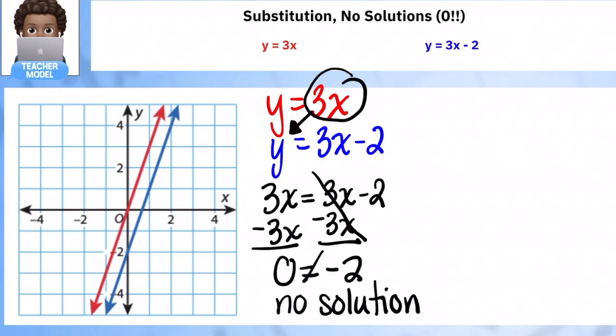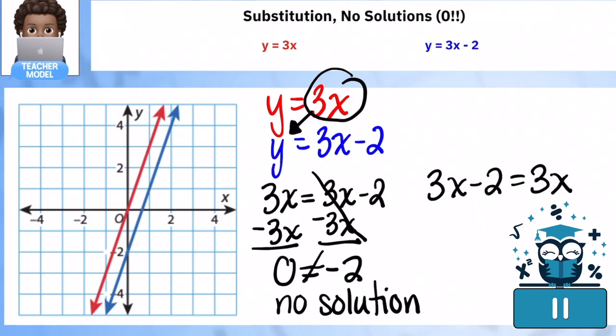What if you had tried the other way? Let's say you wanted to take this and put it into that equation. I would still have the same thing: 3x minus 2 is equal to 3x. I'd have the exact same problem. So it didn't even matter which one was substituted. I end up with the same equation, and if I were to try to evaluate it, I would still get an equation that is not true. So if you find a situation like this, then you know you have no solution, and this means that they are parallel lines. Hit pause, jot this down.